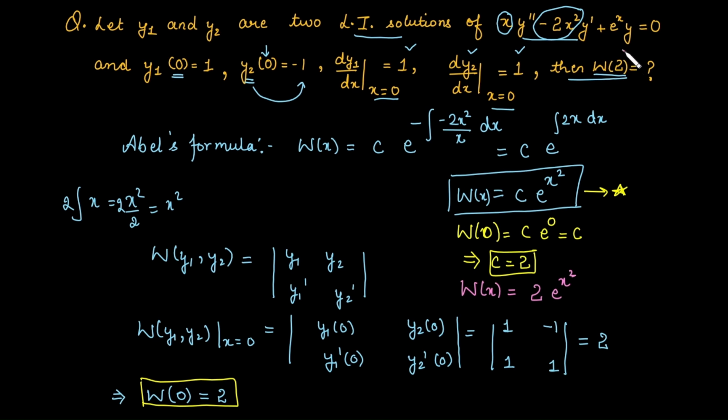Now, according to the question, we need the value of W2, that means the Wronskian at x equal to 2. So put x equal to 2 in order to evaluate the Wronskian at 2, that is equal to twice e raised to the power 4. So this is how we use Abel's formula in order to find the particular value of the Wronskian at a particular point.